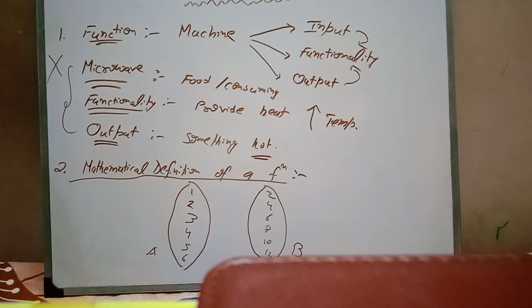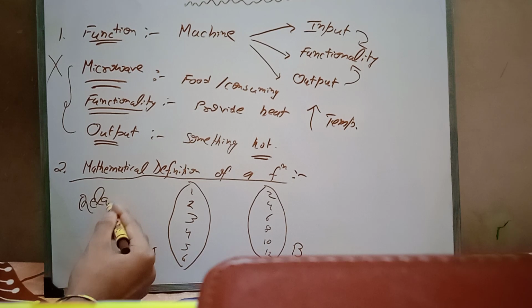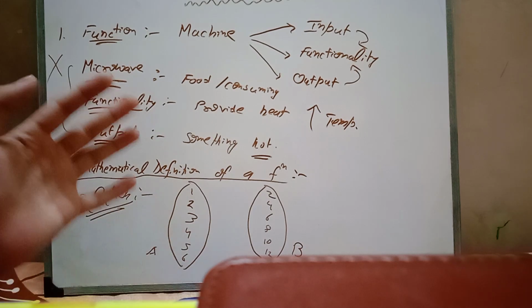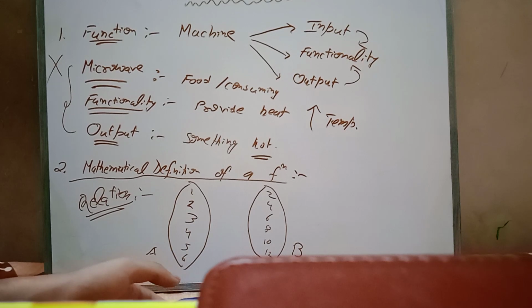Now, do you know what is a relation? These are two sets, and from the sets you get a relation. Can you identify how many relations could be possible from these two sets?